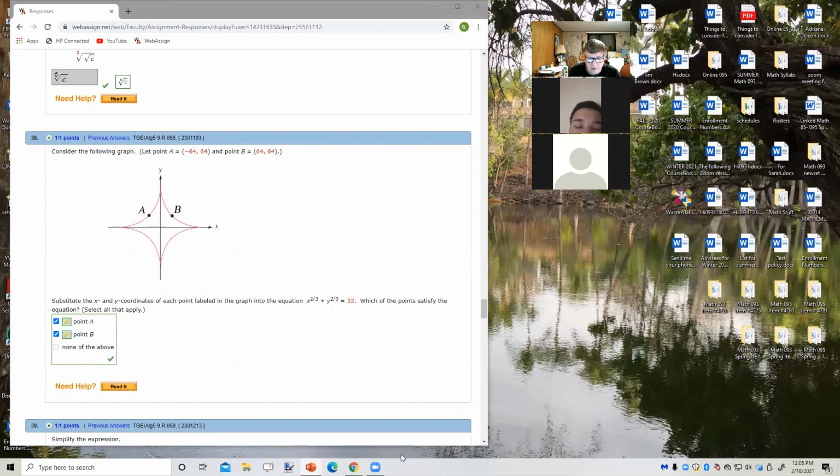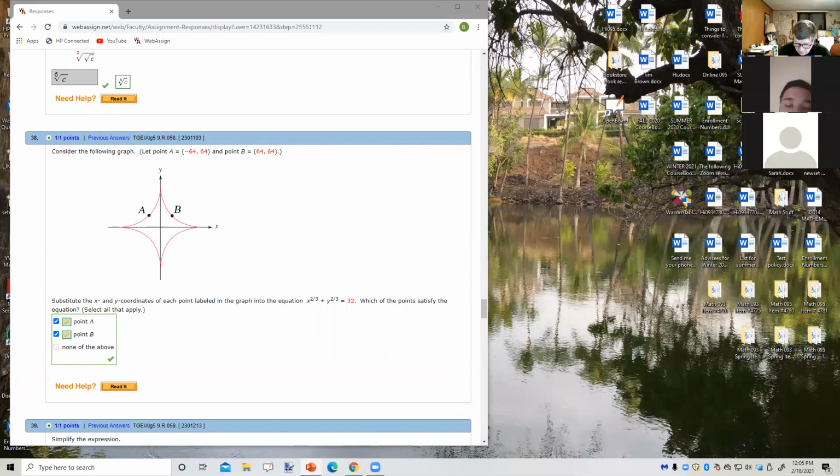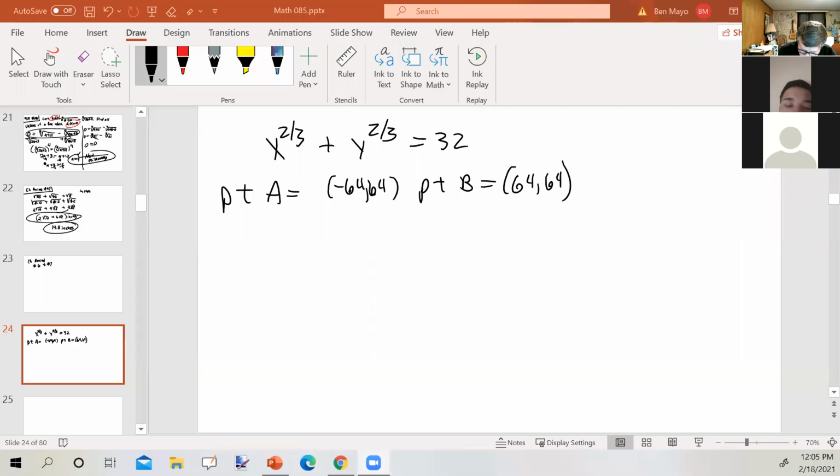Okay, so let's take a look at those. So we're going to put each of these points into the equation and see if they're true. So using point A, I would have negative 64 to the 2/3 power plus 64 to the 2/3 power equals 32. Now, 2/3 power, so you're squaring it and taking the cube root of it. And we can do those in either order as long as both of them are real. Cube root of a negative number is real.